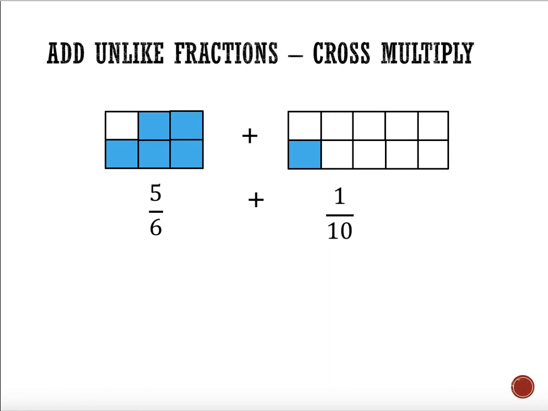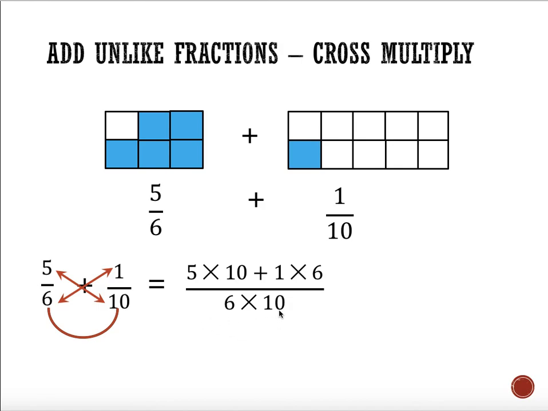Now there's another method called the cross multiply method. Let's see quickly how to do that. I have a fraction 5/6 to which I want to add 1/10. Notice the denominators are not the same. So the cross multiply involves multiplying this numerator with this denominator, and then I multiply the two denominators and that becomes my new denominator. So I get 5 times 10 is 50, 1 times 6 is 6, 6 times 10 is 60. So I get 56 by 60.